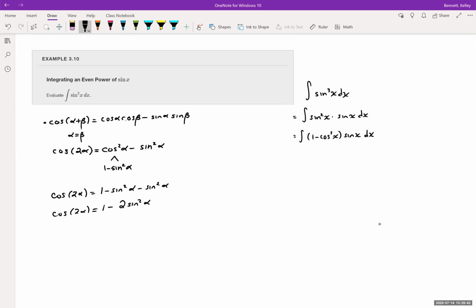So the result is that 1 minus cosine of 2 alpha over 2 is equal to sine squared alpha. And let's say they gave you the integral of cosine squared x dx. You would do the same thing, except instead of switching out this cosine squared, you would switch out this sine squared, and so you'd get cosine squared equals all this junk. So the plan is to replace our integrand with the expression 1 minus cosine 2 alpha over 2.